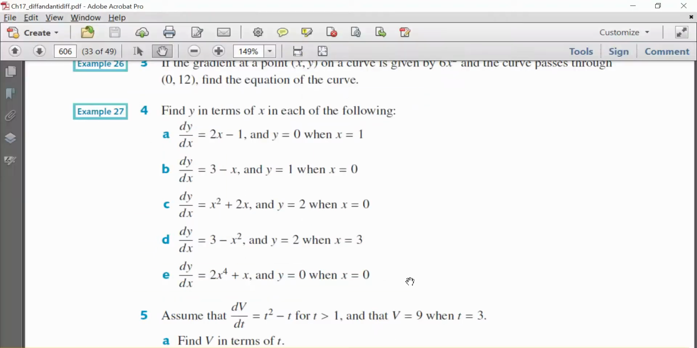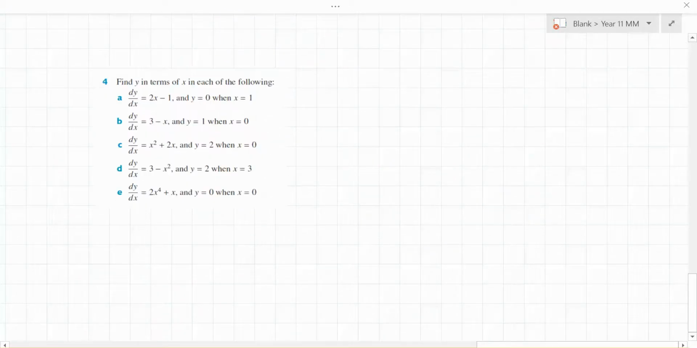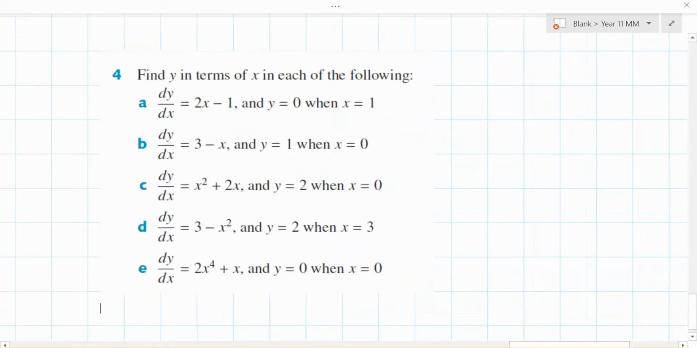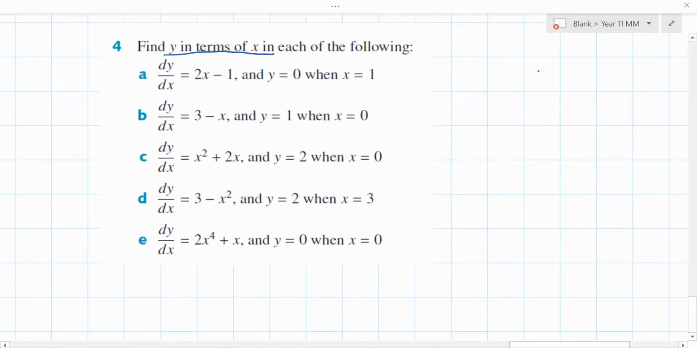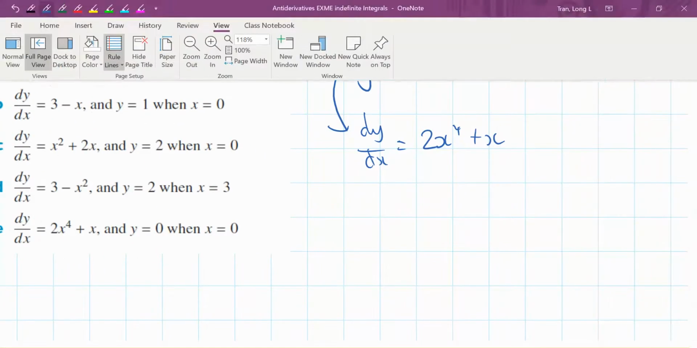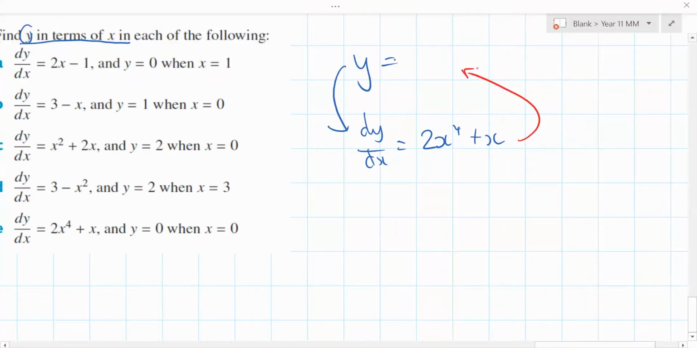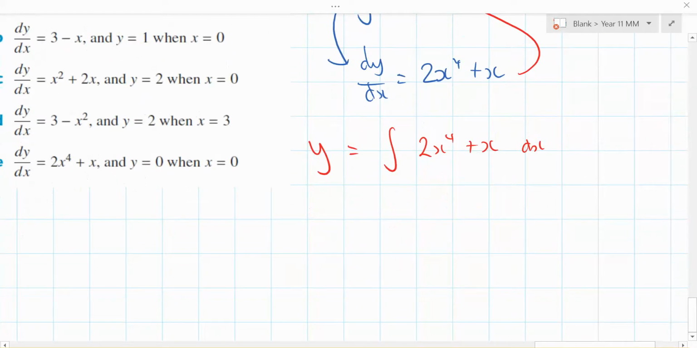So here we go. If I just picked 4e to do, same drill. Let's have a look at 4e. They said in 4e, find y in terms of x. So really find y, which is y equals something with x in it. So they told me the derivative, dy dx. See, they just told you the derivative. So if we did e, the derivative is equal to 2x to the power 4 plus x. So you can see if you want to find the original function, then you have to antiderive to get back. So the antiderivative of 2x^4 plus x dx should give me the original y function. That's what it should mean.